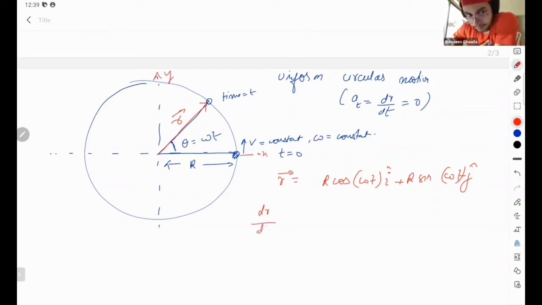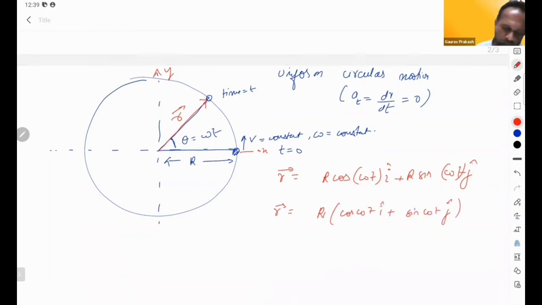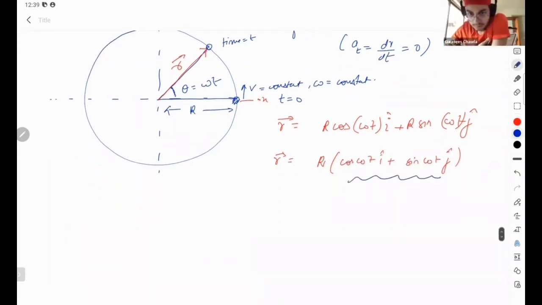Right. So dr by dt is called velocity. See, circular motion is the chapter where velocity and speed have their original meaning. You can't confuse between them. Before I do dr by dt, I'd like to tell you one thing: this can be written as r times (cos omega t i cap plus sin omega t j cap). This term is a unit vector. Let's call it er.